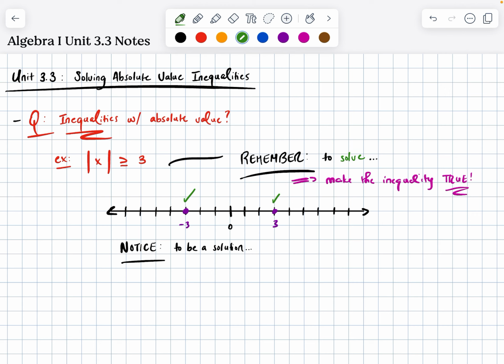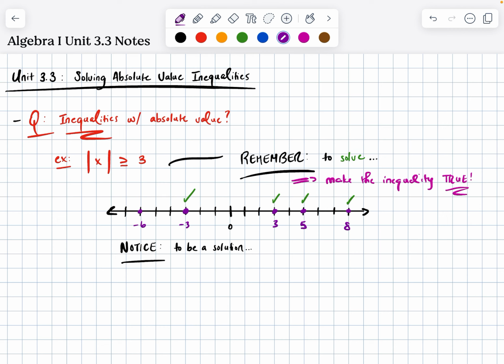And if you played around with some other numbers, maybe you noticed, if I take any number to the right of 3 on the number line, so say I take 5, for example, 5 has an absolute value of 5. 5 is greater than or equal to 3, so that is true. And I could keep going anywhere to the right of 3. Say I took 8. 8 has an absolute value of 8. 8 is greater than or equal to 3. 8 is a solution.